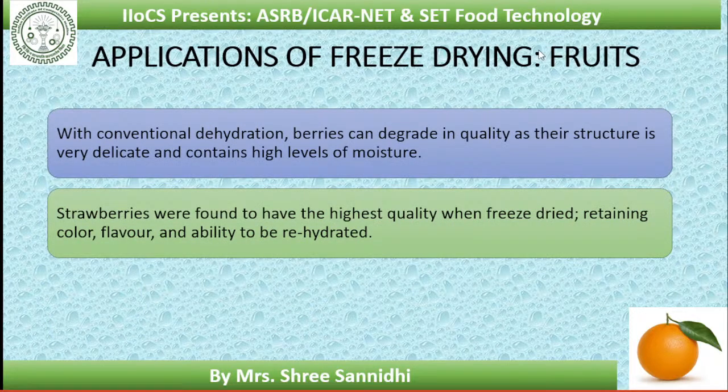So next is application of freeze drying in drying of fruits. With conventional dehydration, berries can degrade in quality as their structure is very delicate and contains high levels of moisture. Strawberries were found to have the highest quality when freeze dried, retaining color, flavor and ability to be rehydrated. So the dried fruits, when you rehydrate, will give you the fresh feeling. It will have maximum retention of color, flavor and the texture of the dried food.